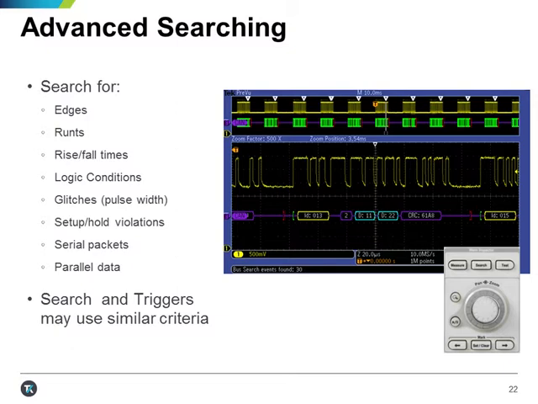Wave Inspector duplicates most of the trigger functions as search functions. So for example, you can trigger on a pulse that is higher than 1 volt for less than 10 nanoseconds. Then you can use that same criteria to search for similar pulses to see how many you have captured and get an idea of how often the glitch is occurring.